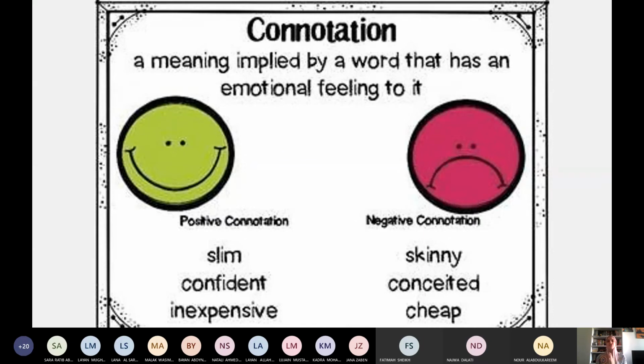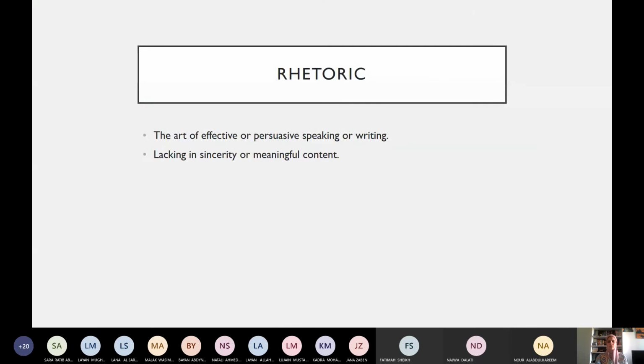But if I have a negative connotation, she is a conceited person. I bought a cheap present. It is a cheap present. Negative. But what if I am a positive person? It is an expensive present. So why is this related to rhetoric, teacher? Because he says here, these are two meanings. Which one has a positive meaning and which one has a negative meaning?